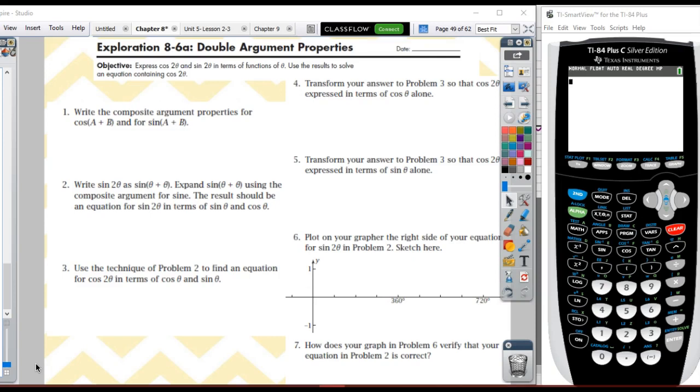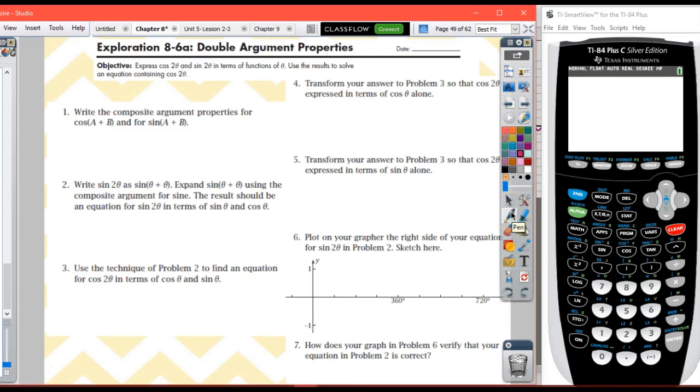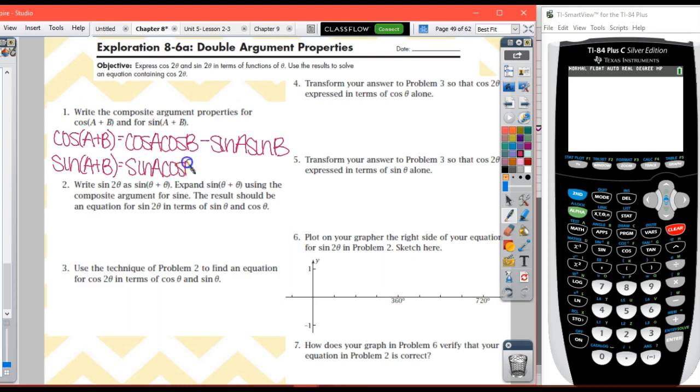All right, so Exploration 8.6a. The first thing that we're going to write down is just a quick review of these argument properties. I learned these a while back and we're going to use them today. Remember the cosine of a sum of two angles, cosine of a plus b, we could rewrite as cosine of the first angle times cosine of the second angle minus sine of the first angle times sine of the second angle. The sine property, when we add two angles, was sine of the first, cosine of the second, plus cosine of the first angle, sine of the second. And we're going to use this fact today to help us find the double angle properties.